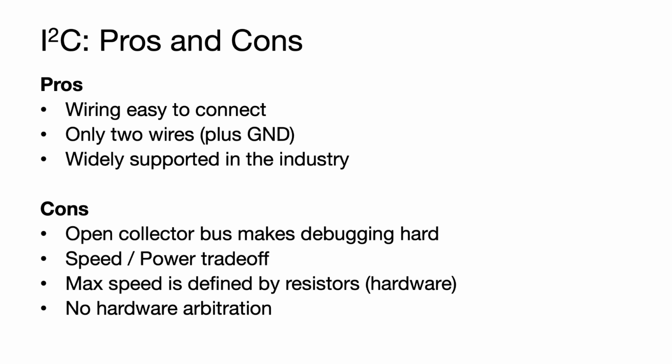Cons, open collector bus makes debugging hard. I've been doing this for a long time, and I just know when I'm pulling up an I2C bus for the first time that I'm going to have to spend a little time just to make sure it works. It rarely happens perfectly the first time. Usually you get an address wrong, or speeds are wrong, or you forgot to put solder on the pull-up resistors or something. There's always a little bug that has to be overcome, and sometimes it's hard to track them all down.